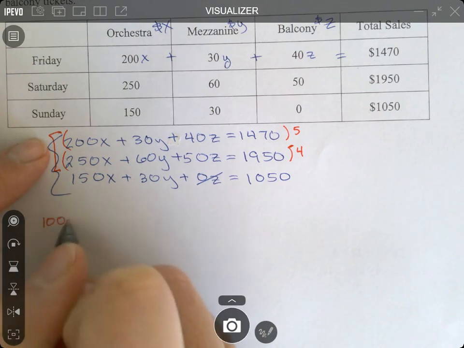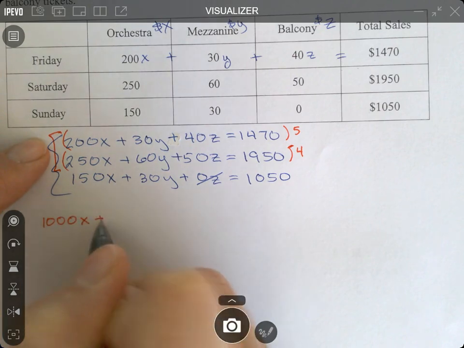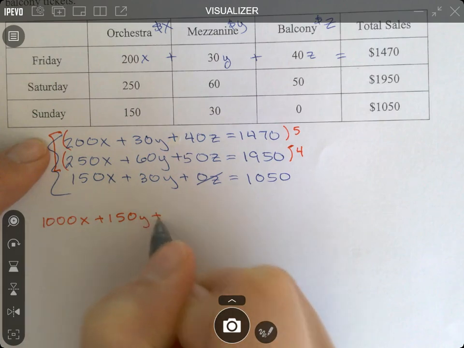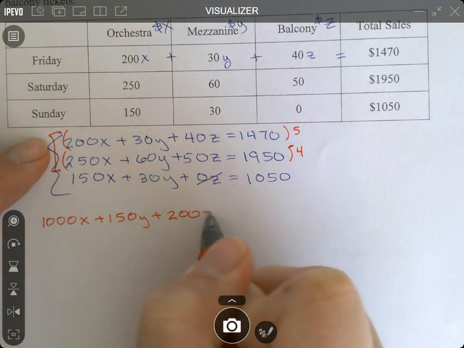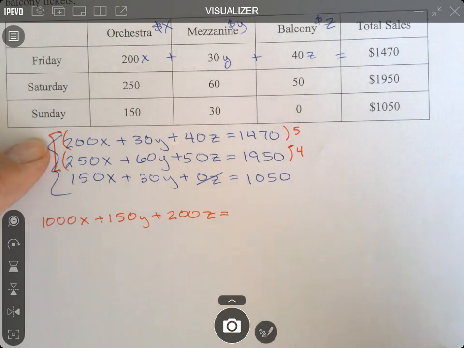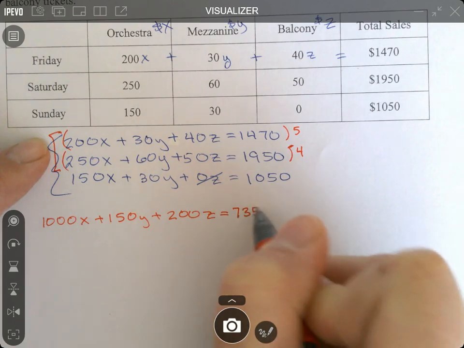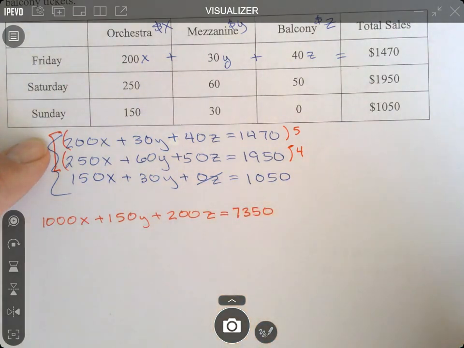I have 1,000x. I have 150y. I'm trying to double check myself. And then I have that 200z. And don't forget, we have to take the 1470 times 5. Did you guys get 7350? Double check me. Yes? Okay, fabulous.